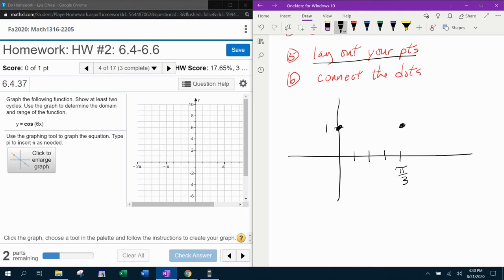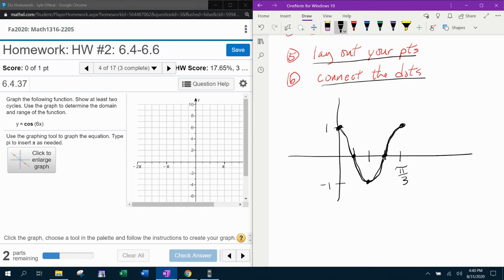So now I'm going to lay out my points. I'm starting up in the air, so I'm going to come down to the x-axis, and then I'm going to bottom out at -1, and then I'm going to head back up to the x-axis, and then we'll finish up at 1. And then you can play connect the dots and make a wave. Well, as best as I can draw it.